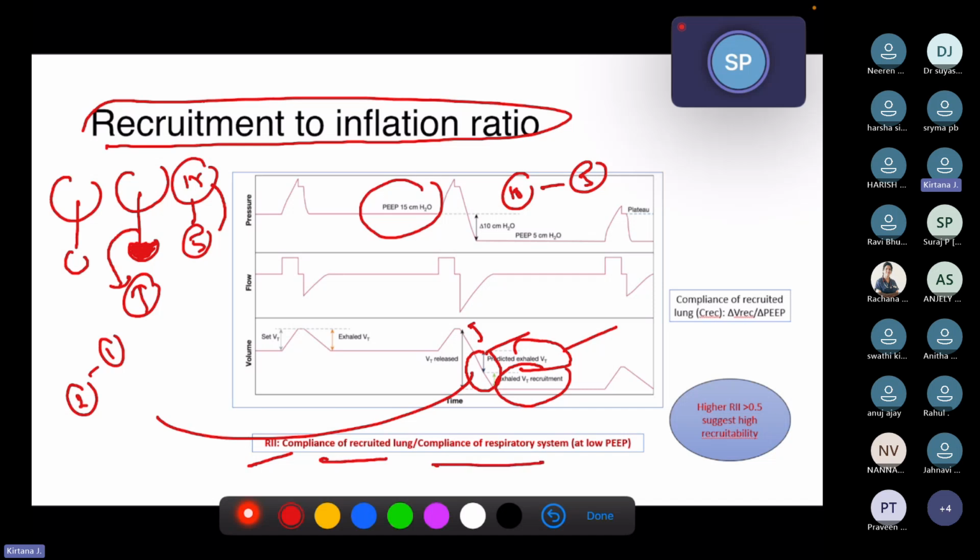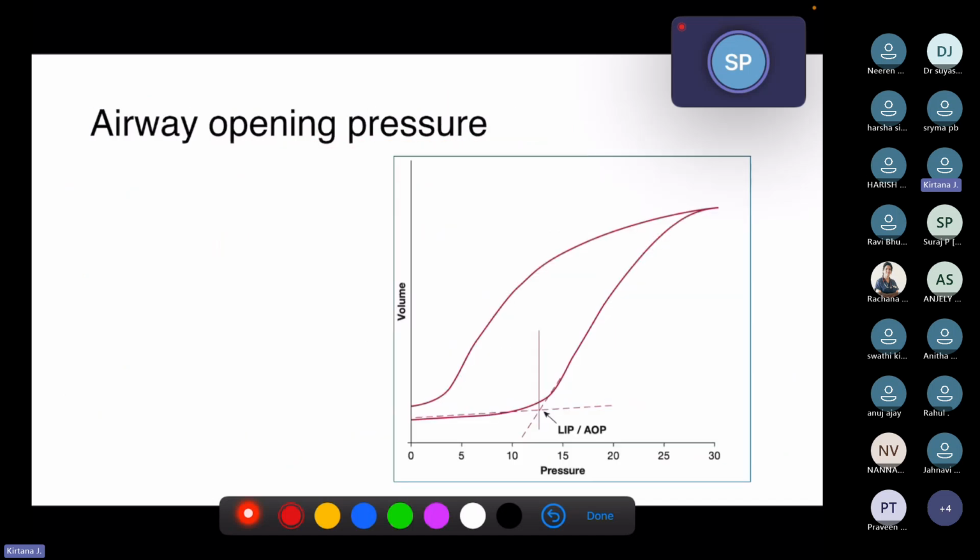The ventilator itself gives you this value. You do not have to calculate it. And we say that a recruitment to inflation ratio of more than 0.5 suggests high recruitability, and we should target higher PEEP for these patients. Another concept is the airway opening pressure concept, which is close to what we know as the lower inflection point. Again, there are only certain ventilators which will give you this pressure. They themselves run this algorithm and give you this pressure.